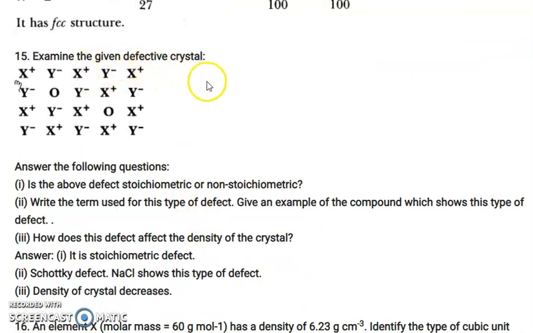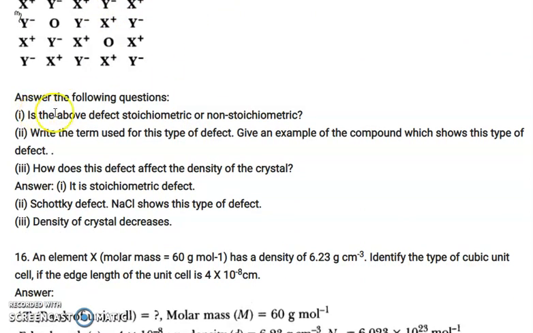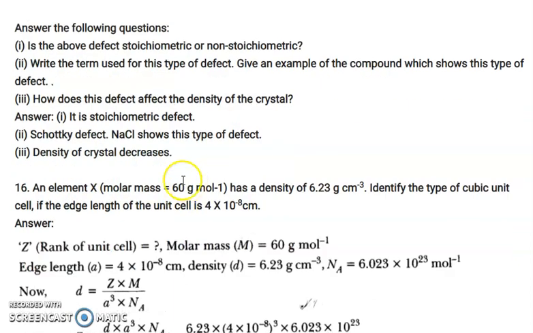Examine the given defective crystals. In the same way, answer the following questions. Is the above defect stoichiometric or non-stoichiometric? Write the term used for this type of defect. Give an example of a compound which shows this type of defect. How does this defect affect the density of the crystal? So the answer: it is a stoichiometric defect, a Schottky defect. Sodium chloride shows this type of defect. The density of the crystal decreases.